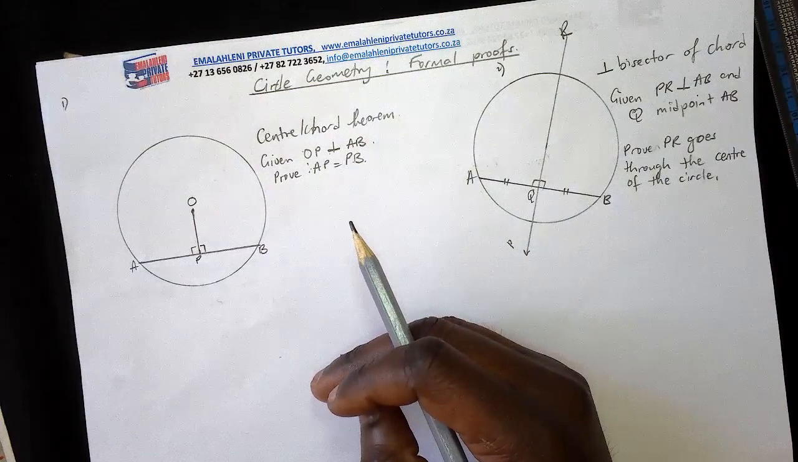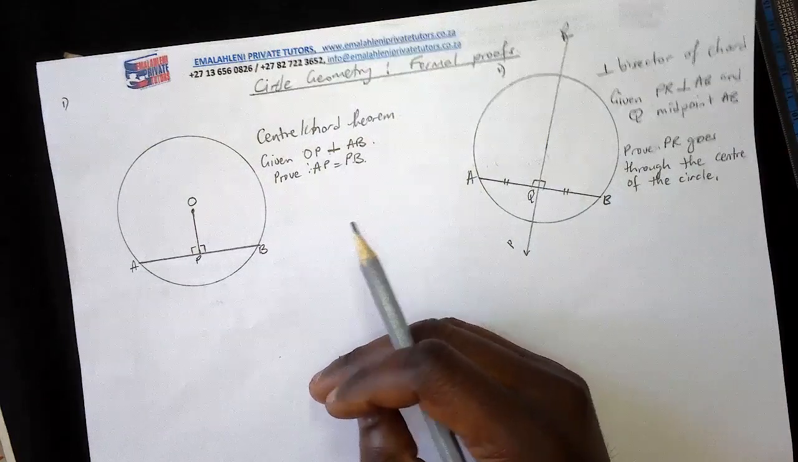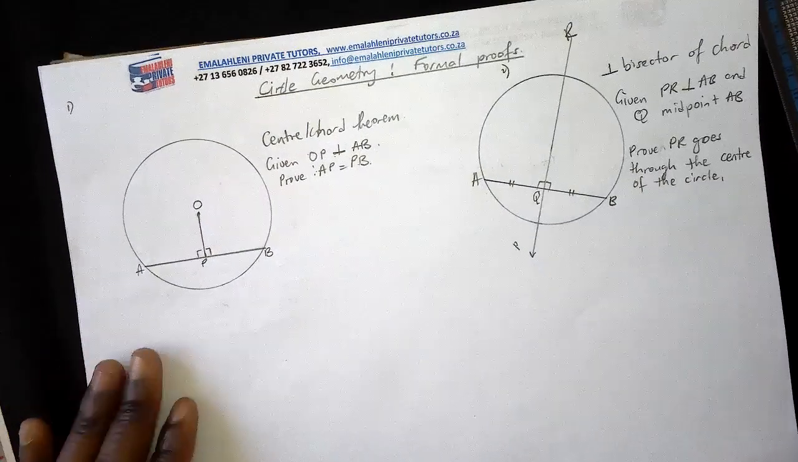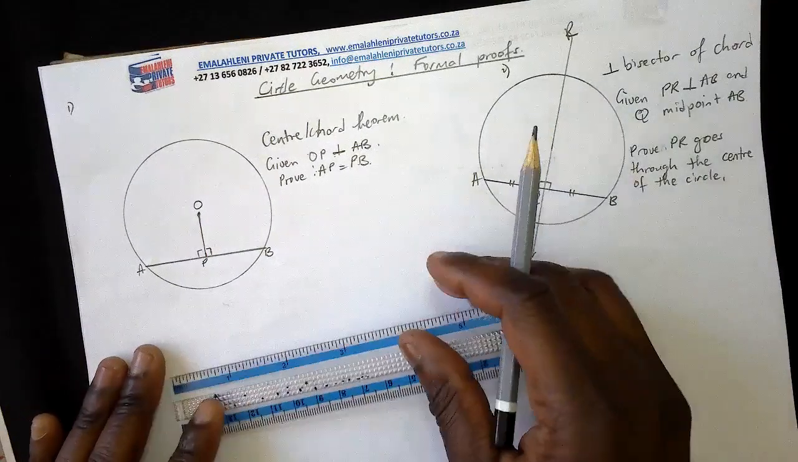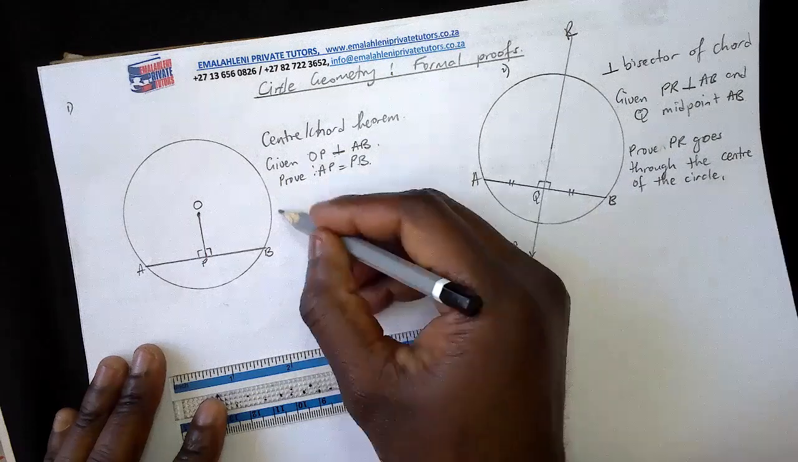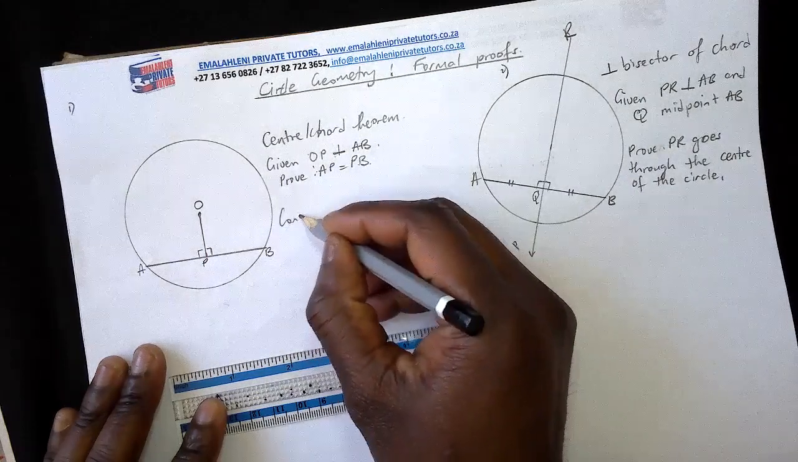Now, we want to prove the center chord theorem, which states that a line from the center bisects the chord. So I want to see if it is true. Now, how do you prove that theorem? You have to construct. So you're constructing new lines.